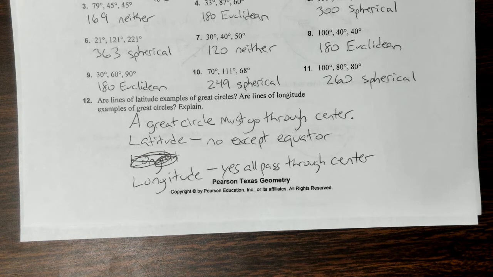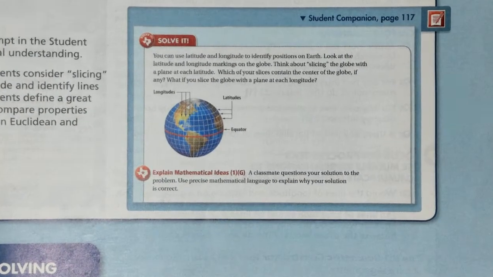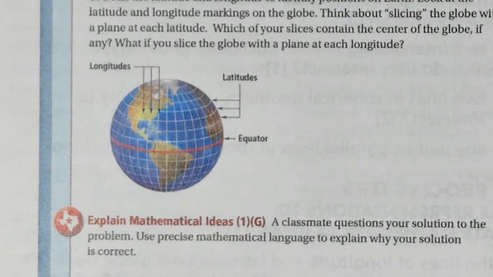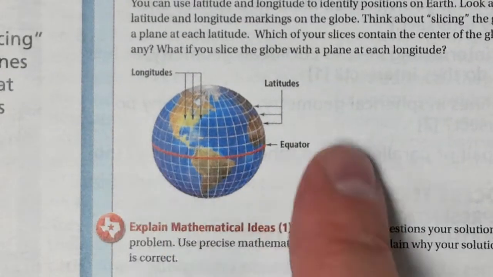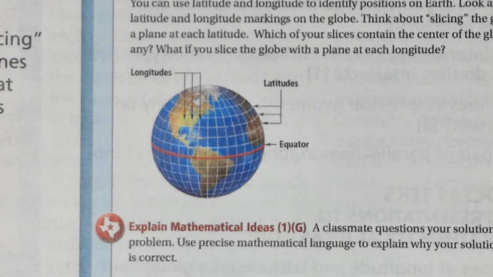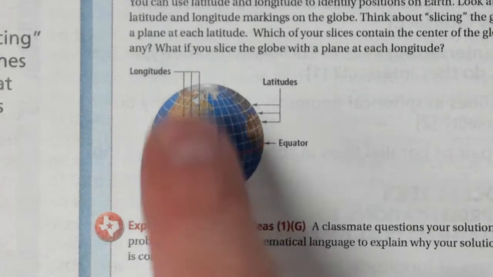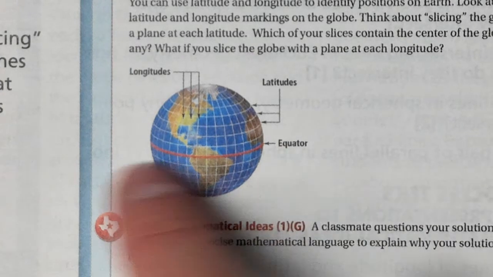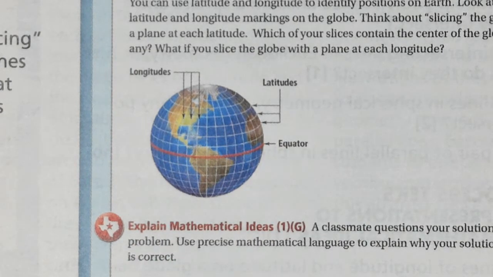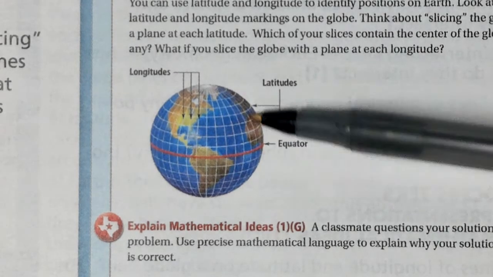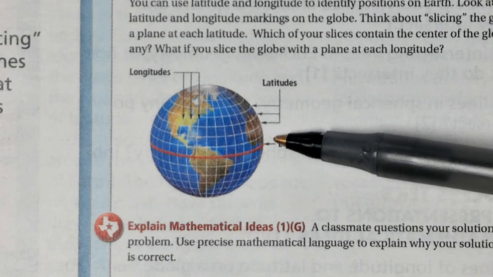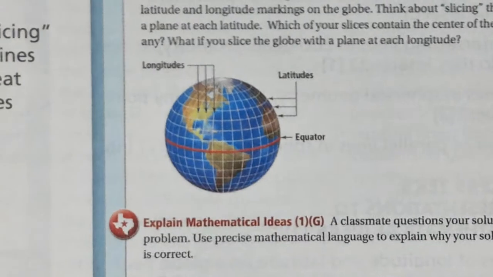So this has a pretty decent drawing. I'm not going to draw it. Your latitude lines, as you can see, are the horizontal ones. And the longitude ones are the ones that are kind of vertical, but they look like arcs a little bit. And then the equator's the middle. These are not great circles, but the equator is, and then the longitude would work.